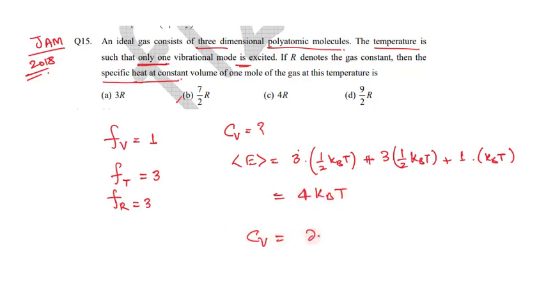So your CV is the derivative of this average energy with respect to T. So this will be 4 kB. I am writing in terms of kB, but R is given as the gas constant for 1 mole of gas, so you can multiply by 1 mole and the answer is 4R. So remember this idea that the vibrational degree of freedom has the distribution of kBT, not half kBT.